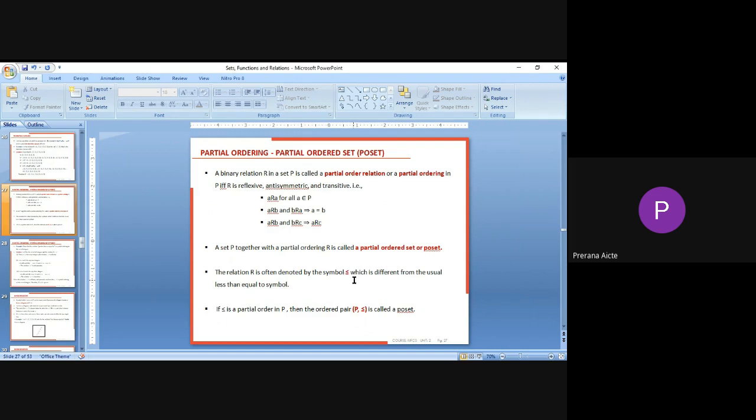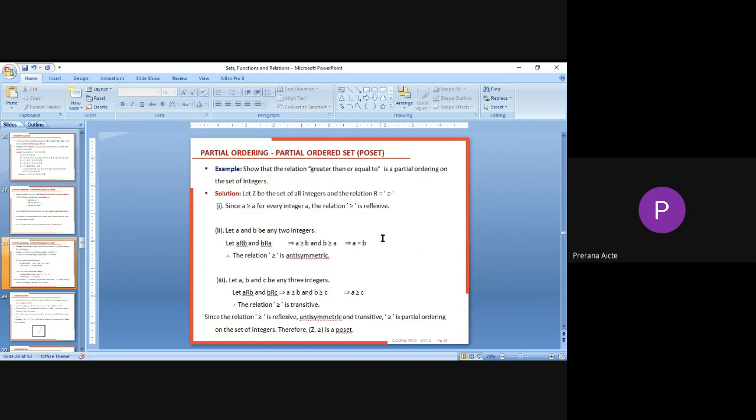So this symbol is different from the usual less than or equal to symbol. We should not write it like this. It is not the same as the less than or equal to, but the symbol may be represented like this. So this is a poset, or partial order set, we can call that one. Let us see the example here.